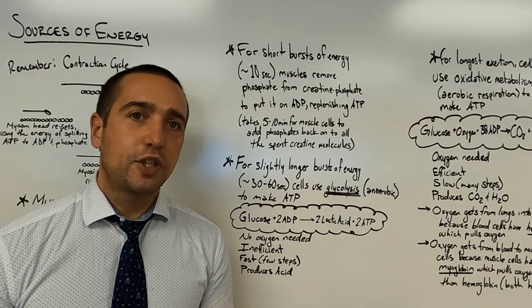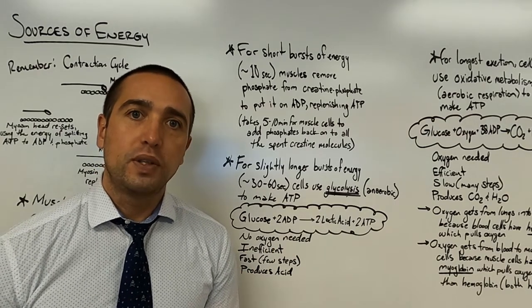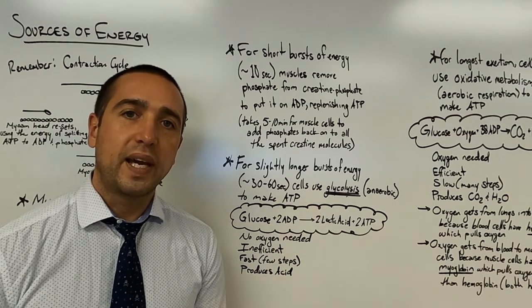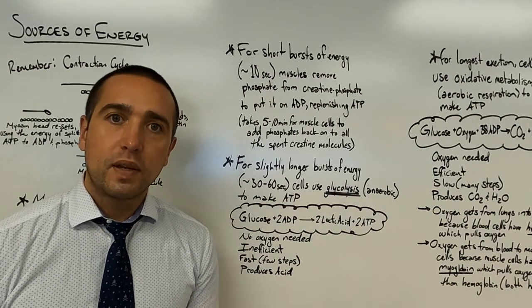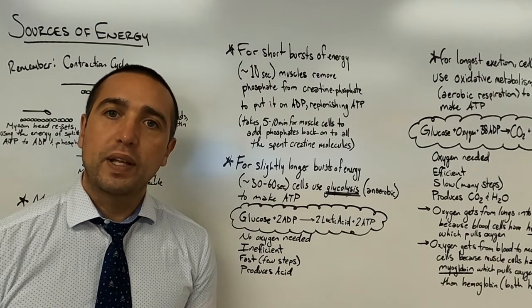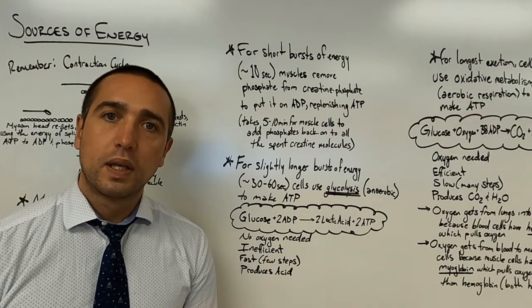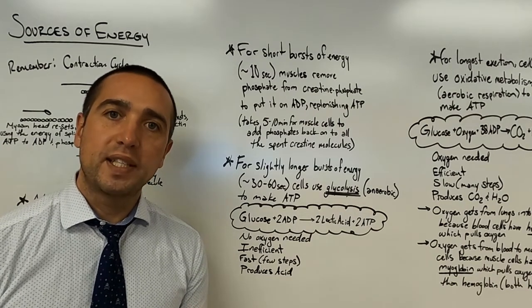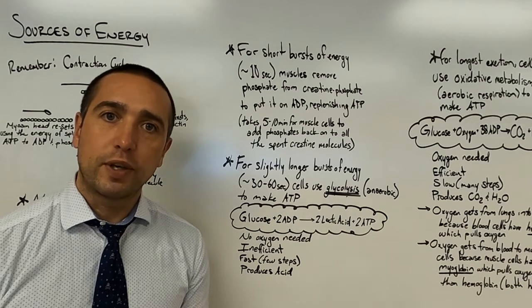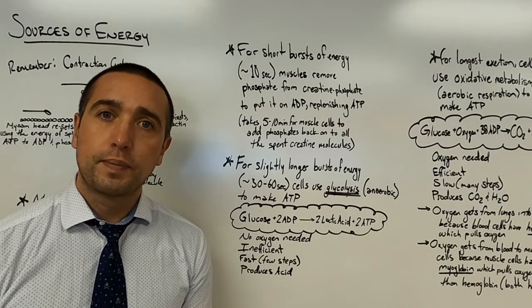And what it does is it splits a sugar molecule into 2 pieces, and uses that energy to produce ATP from ADP. This process happens very quickly. There are not a lot of steps, but the issue is that it's not very efficient. You can only get 2 ATP molecules produced for every 1 glucose molecule used.